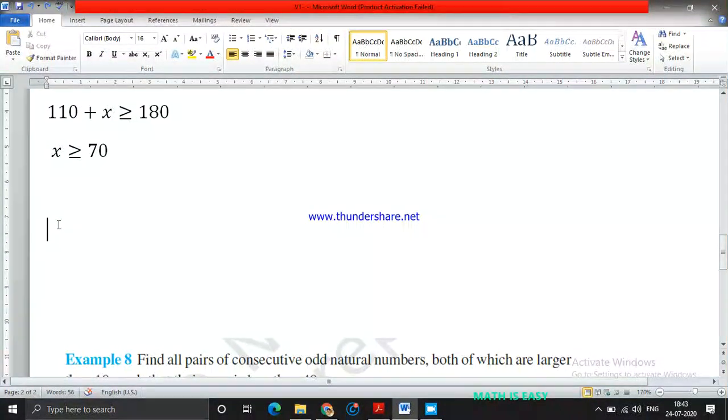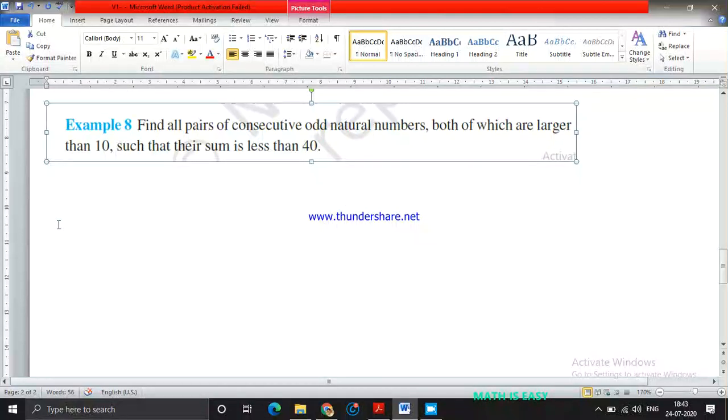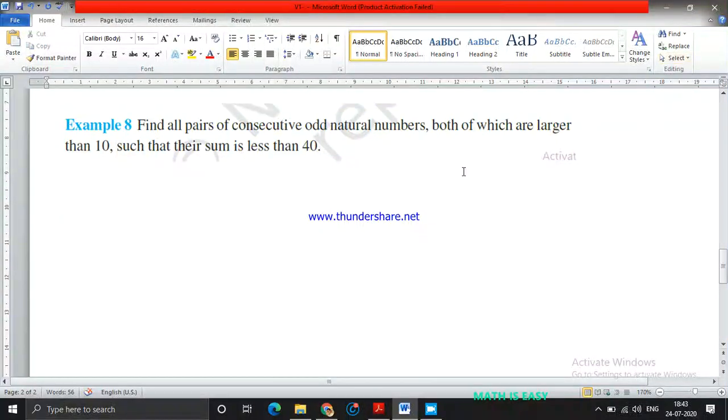So next example will go. Find all pairs of consecutive odd natural numbers, both of which are larger than 10, such that their sum is less than 40. So how do we solve this question? It's easy.